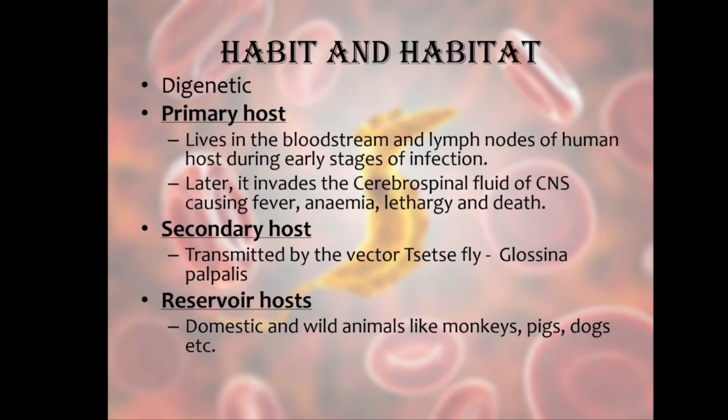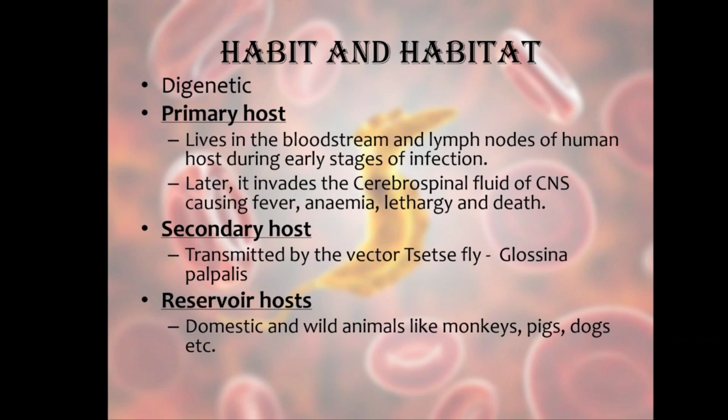Now let us talk about the habit and habitat of this parasite. The parasite is digenetic, meaning that it has two hosts. It requires two hosts to complete its life cycle. The primary host of the parasite is a vertebrate, like human beings, and it mostly lives in the bloodstream and lymph nodes of the human host during the early stages of infection. During later stages of infection, the parasite invades the central nervous system and the cerebrospinal fluid, which actually manifests as sleeping sickness.